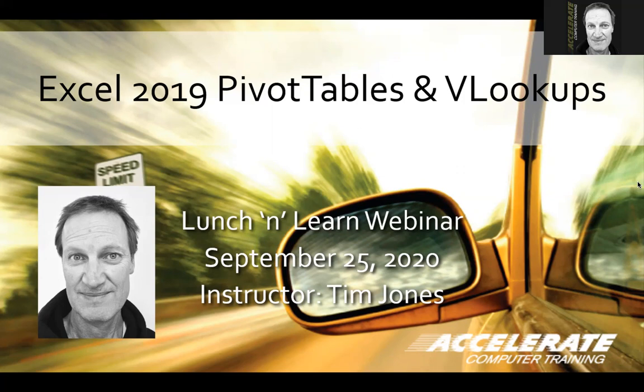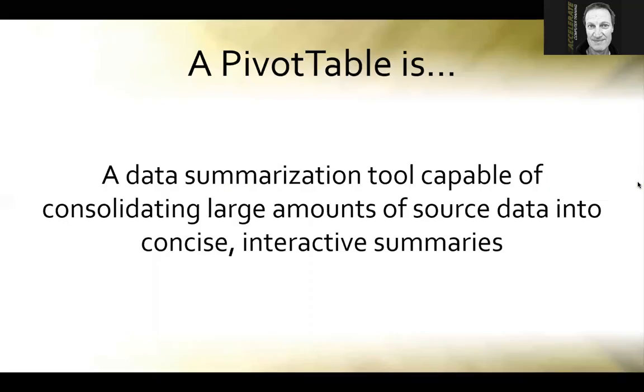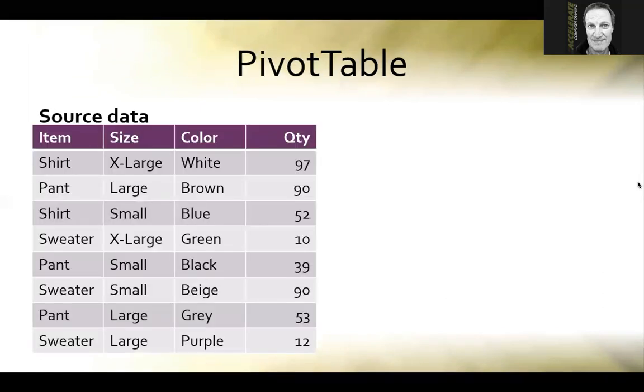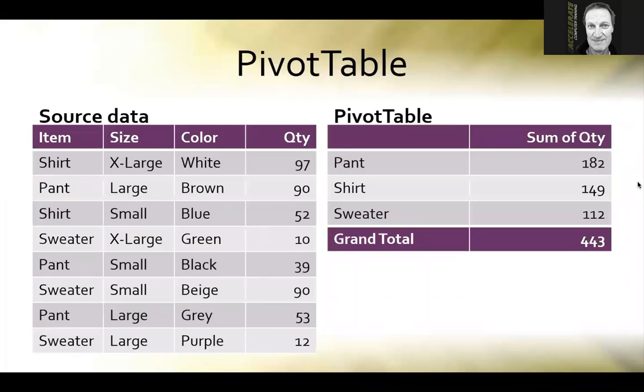First up, pivot tables. I'll take just a few moments to show you what pivot tables can do, then dive right into the how-to. A pivot table is a data summarization tool capable of consolidating large amounts of source data into concise, interactive summaries. Let's say you manufacture clothing, pants, shirts, sweaters, and you keep your production data in an Excel sheet. If this is your source data, you could, with just a few clicks, create a pivot table that sums up the quantities produced of each item.